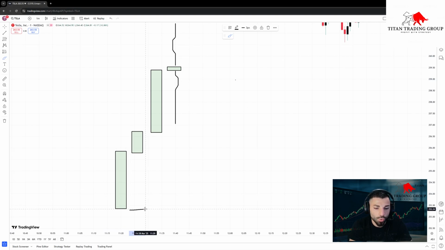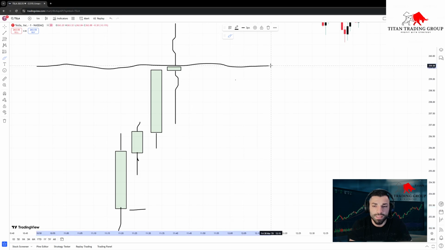So we had an open here. We moved up higher. That's about a $2 move. Then we moved up again. Then we moved up again. Regardless of these, right? Let's say we had some wicks here. We kept moving up higher and higher and higher until finally we reached some sort of resistance.